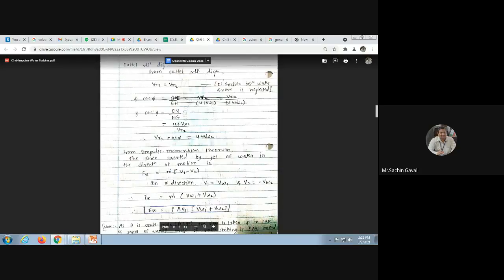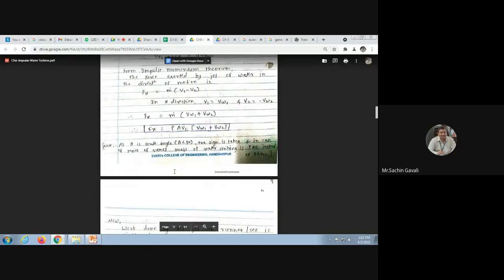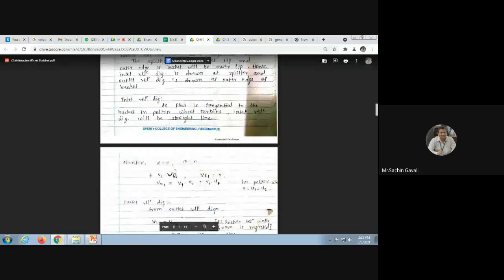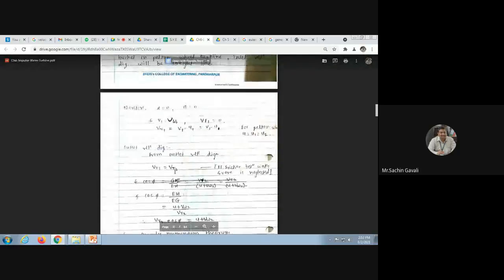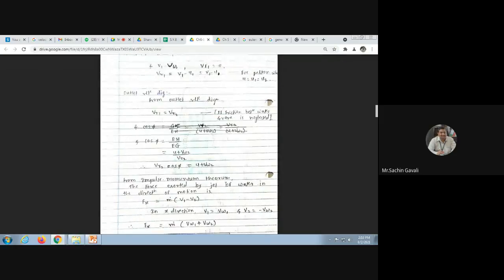So we are now interested in the power of the Pelton turbine. In the diagram, which component is going to be responsible for this? Here it is going to be VW1 and VW2. These are the components of the velocity V1 at inlet and outlet, which are responsible for generating the power, which are VW1 and VW2.